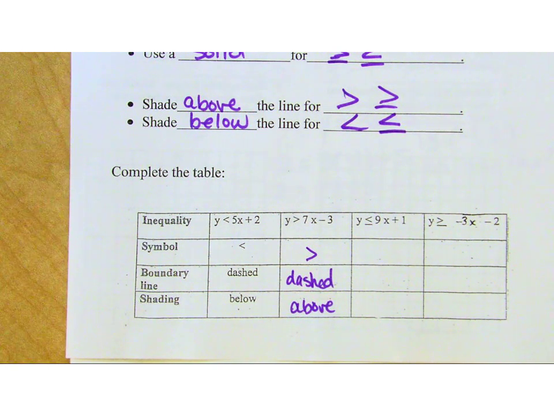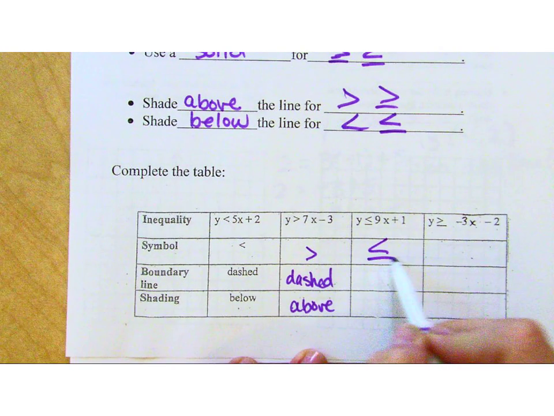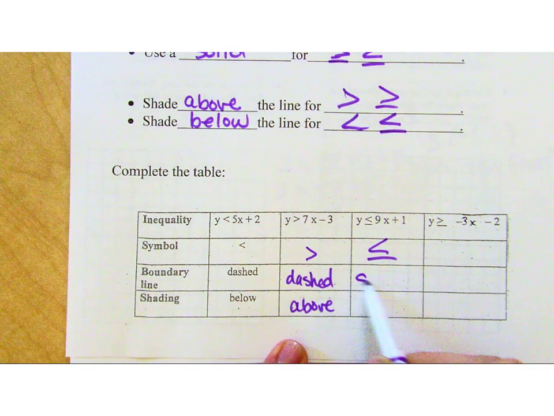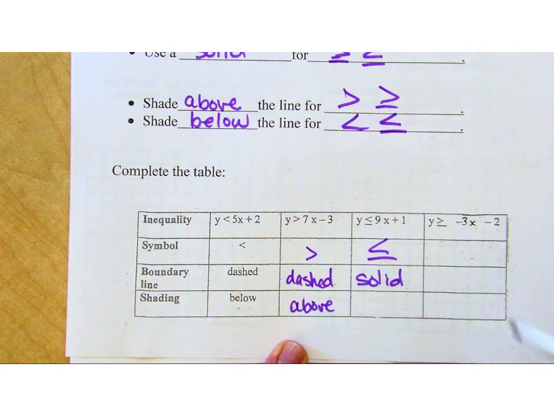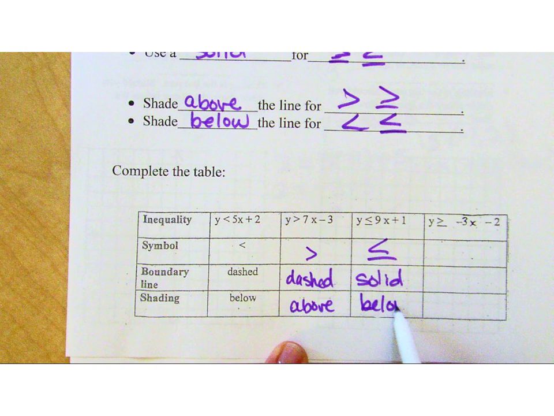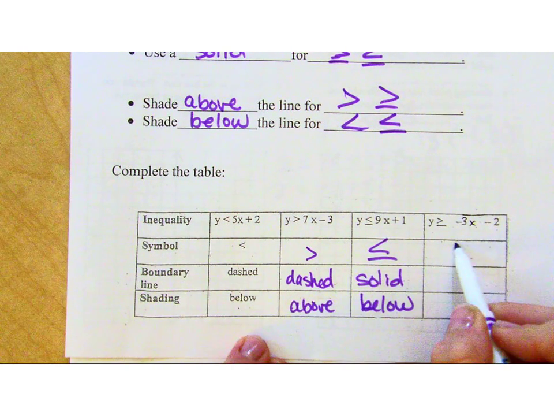Less than or equal means go ahead and make it a solid line because the solution can be on the line. And as long as it's less than, you're going to shade below. Greater than or equal means go ahead, make it solid, and go ahead and shade above. All right, this means nothing until we actually start to see what it looks like. So flip it over.